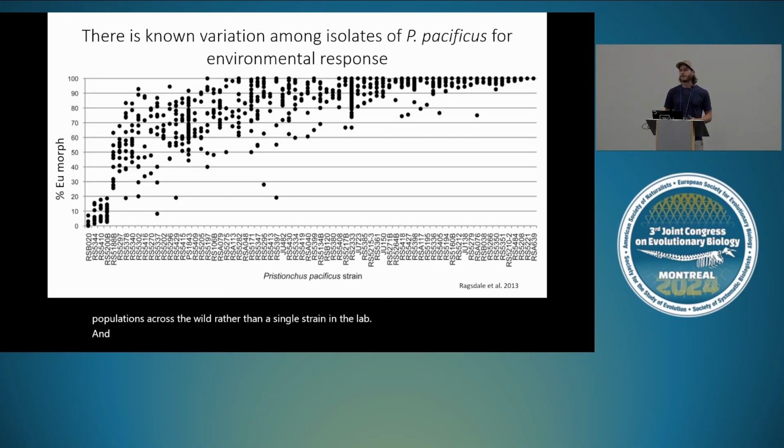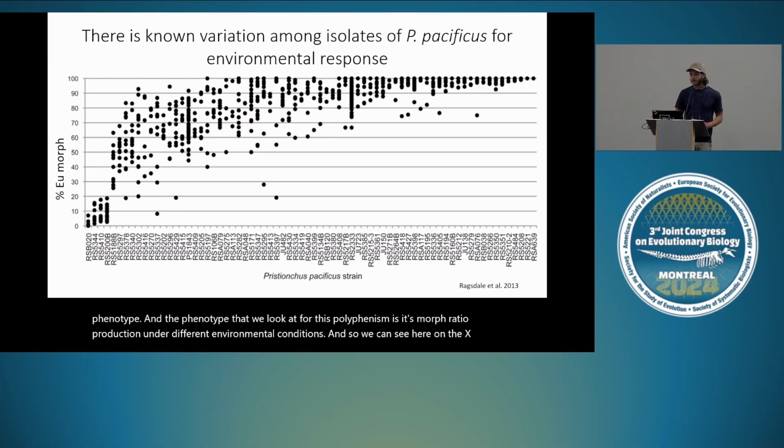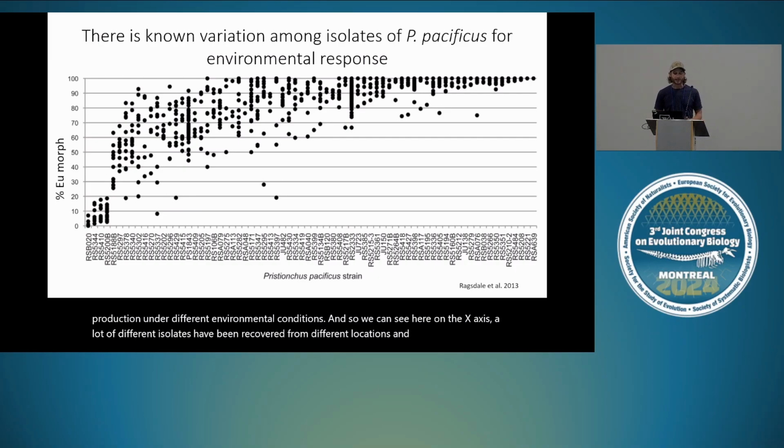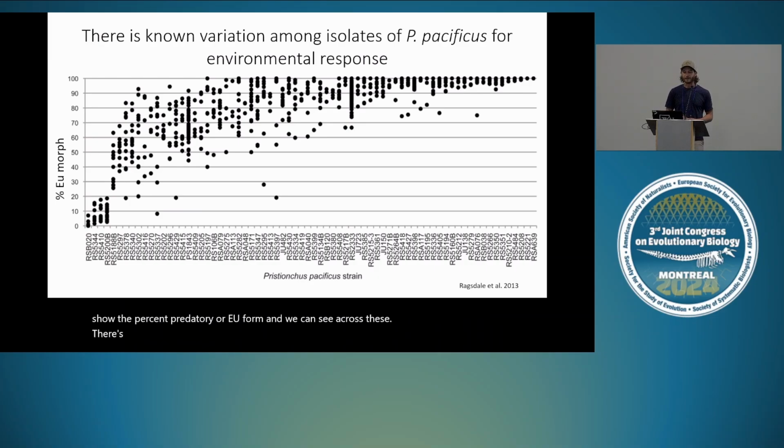We know there's a lot of variation in the environmental response for this particular phenotype. The phenotype that we look at for this polyphenism is its morph ratio production under different environmental conditions. We can see here on the x-axis, a lot of different isolates have been recovered from different locations, and we show the percent predatory or EU form. Across these isolates, there's a lot of differences ranging from near loss of the predatory form to total fixation of the predatory form.